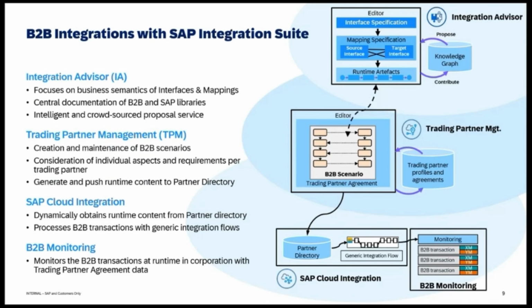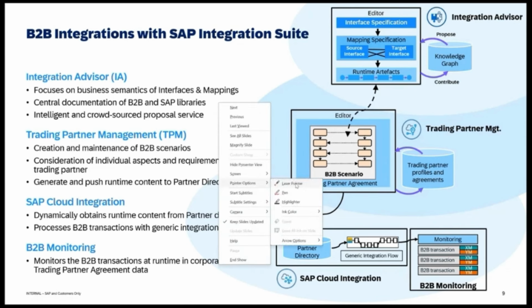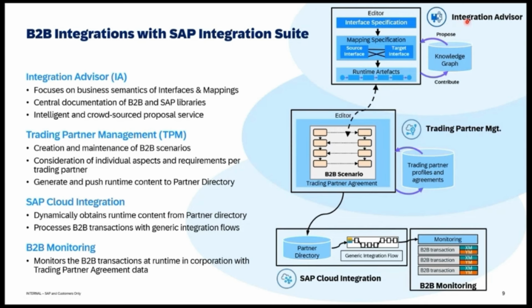So, to begin with, I would first like to give you a detailed overview of SAP B2B capabilities within the SAP Integration Suite. As you can see here in the image, there are 4 capabilities: Integration Advisor, Trading Partner Management, SAP Cloud Integration, and B2B Monitoring. Now, Integration Advisor is a cloud-based tool wherein you can create MIGs and MAGs.